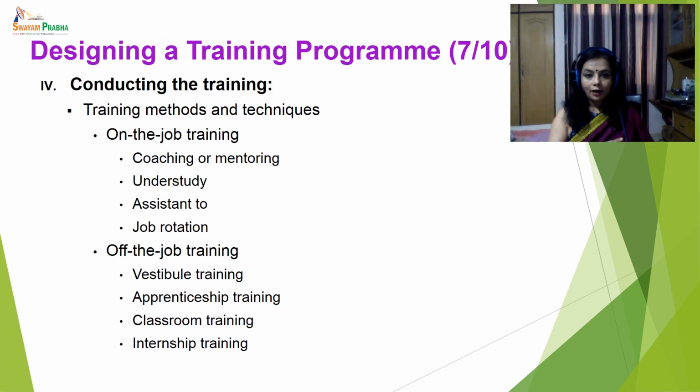Moving back to the steps of designing a training program, the fourth step is conducting the training. Now here the training methods and techniques have to be decided. They can be classified into on-the-job training and off-the-job training. On-the-job training methods are coaching and mentoring, understudy, assistant to job rotation. Off-the-job training methods can be vestibule training, apprenticeship training, classroom training, and internship training. All these training methods we will discuss while discussing the methods of training.